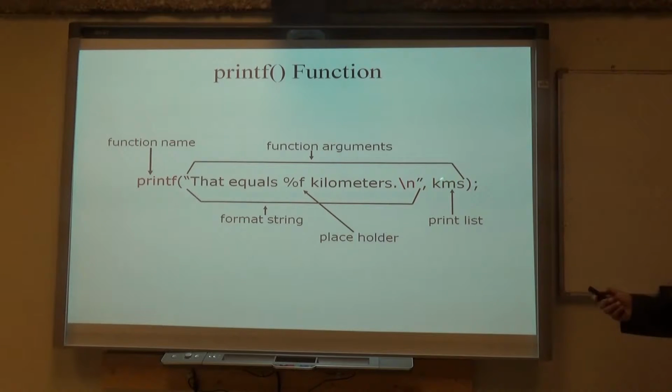For example, if I want to explain this, it means we are printing this statement on the screen, that equals, and then there is a placeholder here. That means some number will be put here. That number is a float, and then there is a string, kilometers. So the printf will know that it has to fetch the content of the variable KMS and store it in that placeholder. So when you print this on the screen, if KMS is equal to 10, you will see that equals 10.0 kilometers.